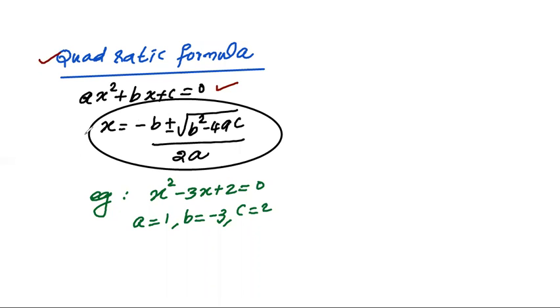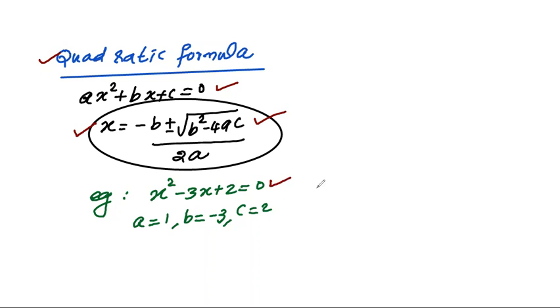Listen here, the quadratic formula is x = (−b ± √(b² − 4ac)) / 2a. This is the quadratic formula: minus b plus or minus root of b square minus 4ac, all divided by 2a. Now I'm going to explain with an example how to use this quadratic formula.